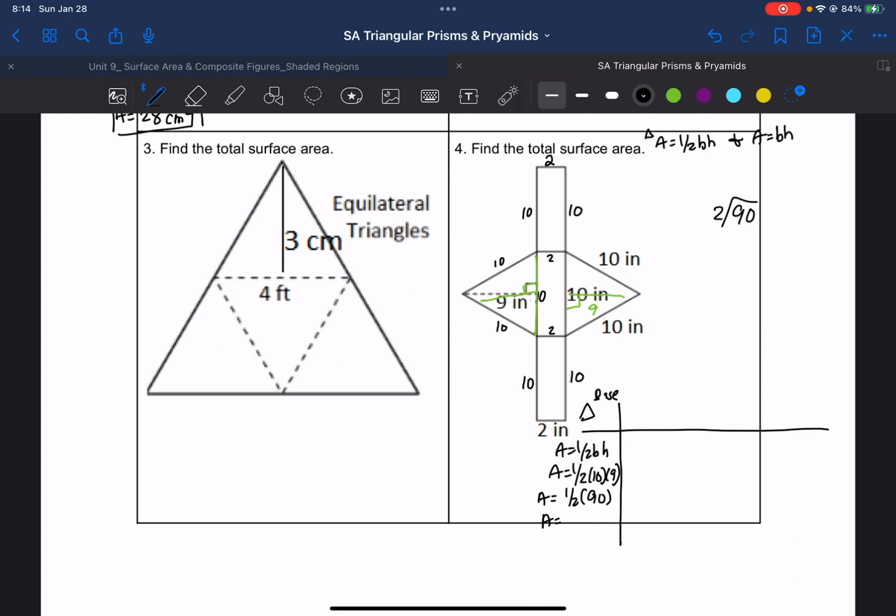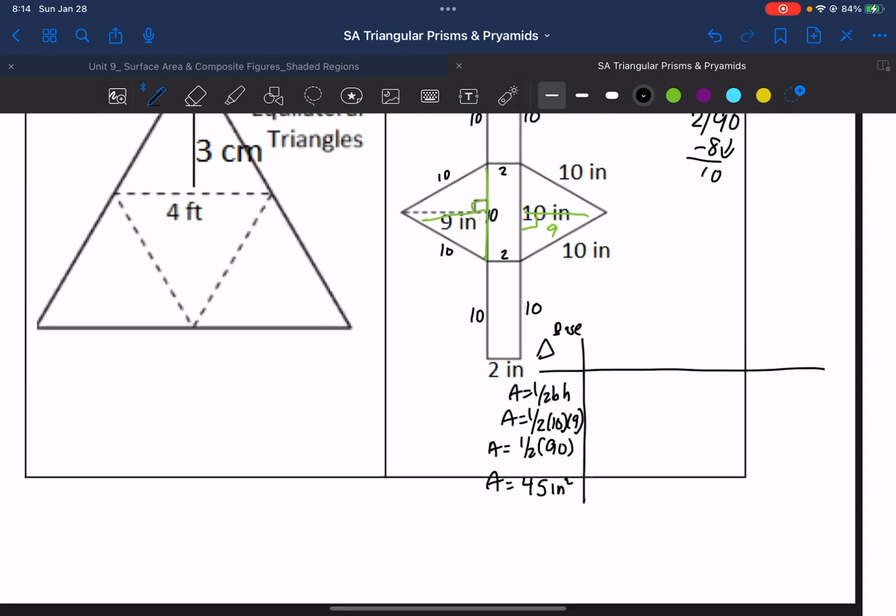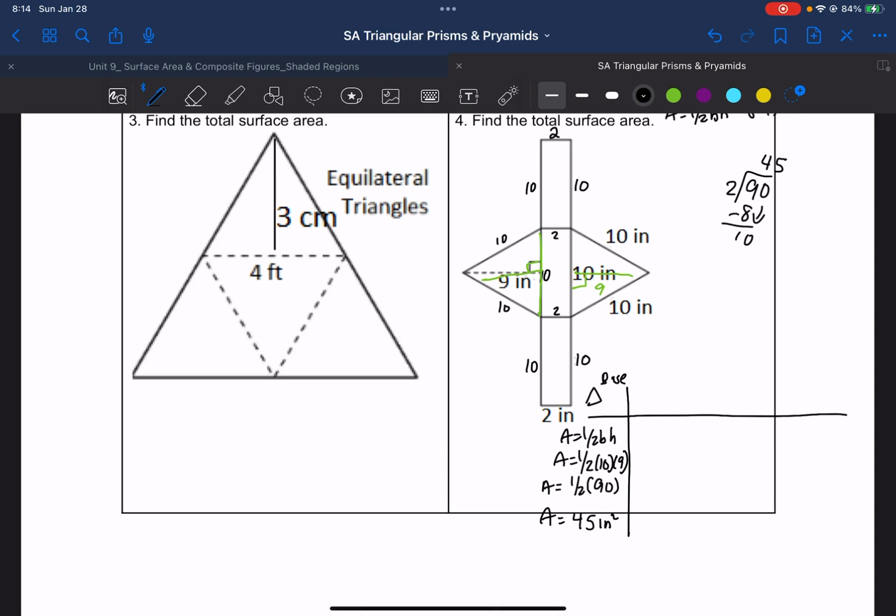2 can go into 9 4 times, which would be 8. And then into 10 5 times. So it would be 45. Let me write that. Hold on. Let me fix this. Okay. Area is equal to 45 inches squared. So that is a prism, this is a prism. Now remember, in a prism, we have 2 bases, okay? So this is going to be times 2. So 5 times 2 is 10. 2 times 4 is 8, plus 1 is 90. So it is going to be 90 inches squared, okay?